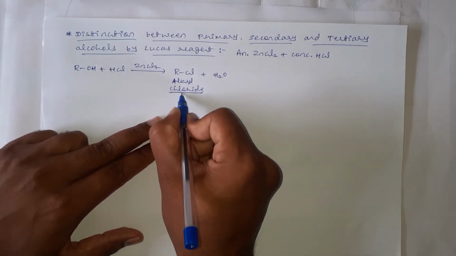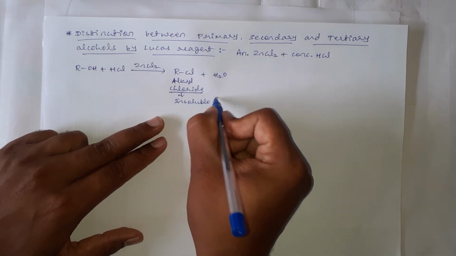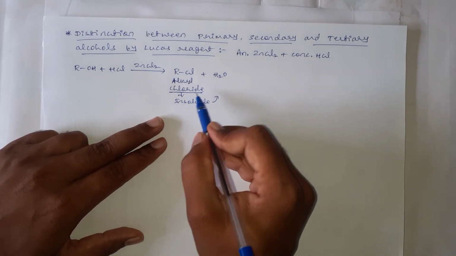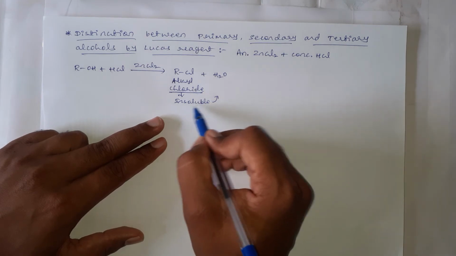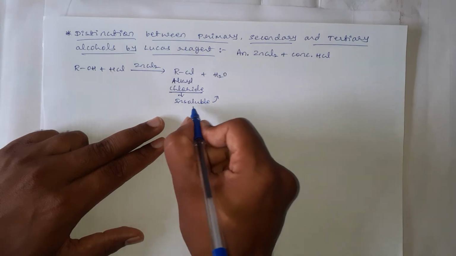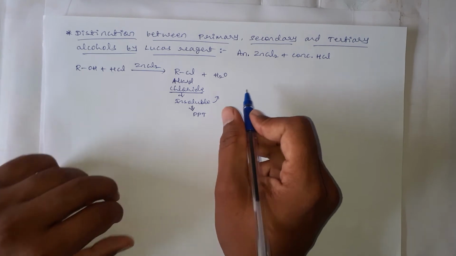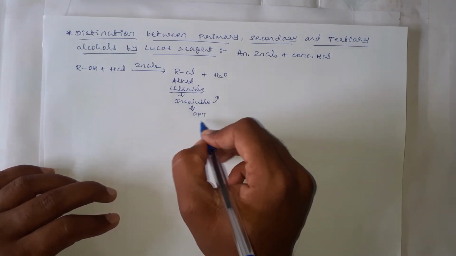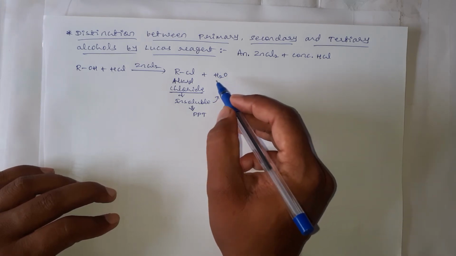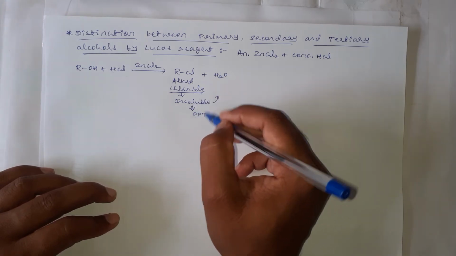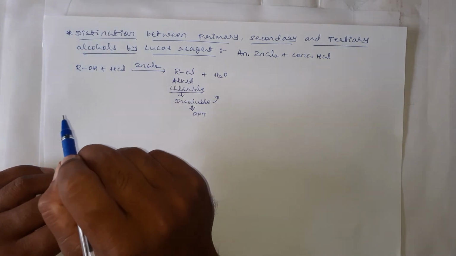These alkyl chlorides are organic chlorides and hence they are insoluble in aqueous solvents like water, and therefore they can easily precipitate out and hence can be separated from the water, and the formation of this precipitate during the reaction confirms the presence of alcohol.